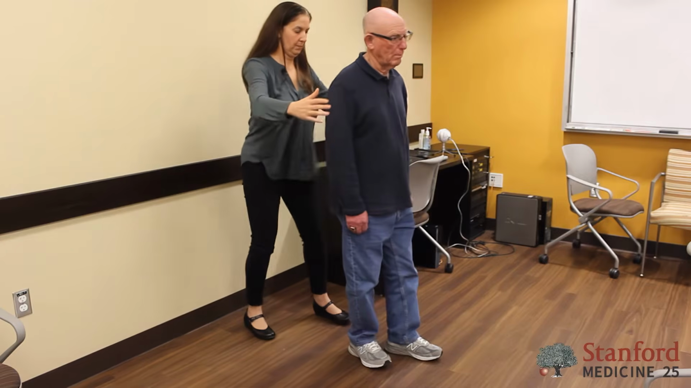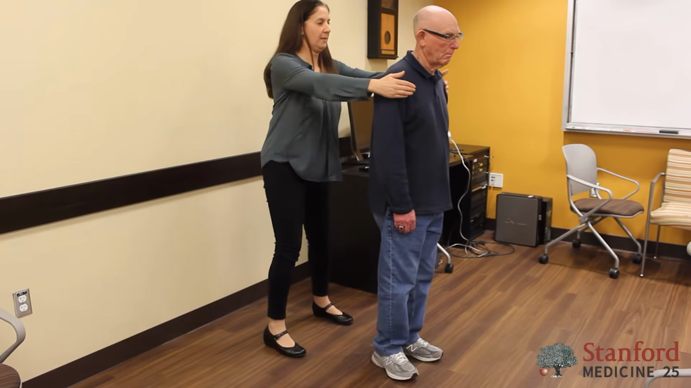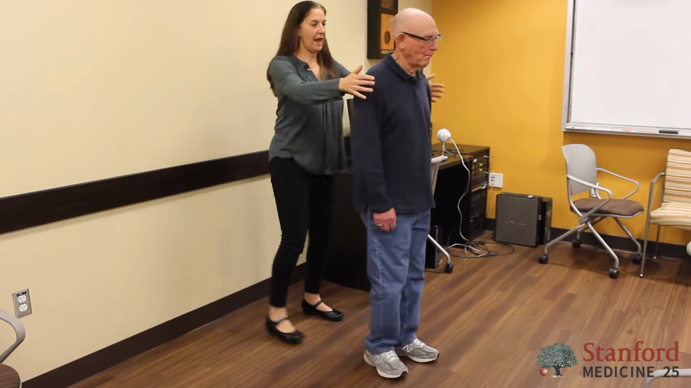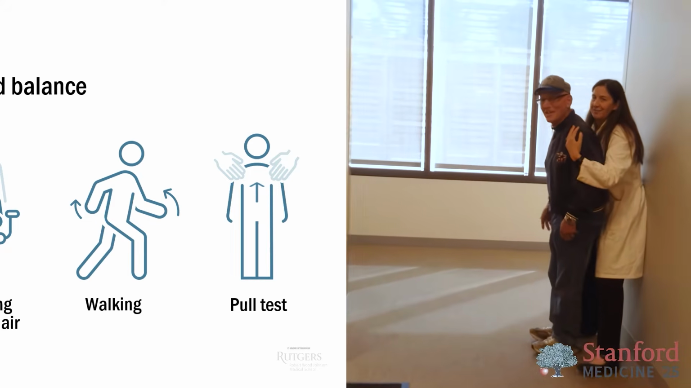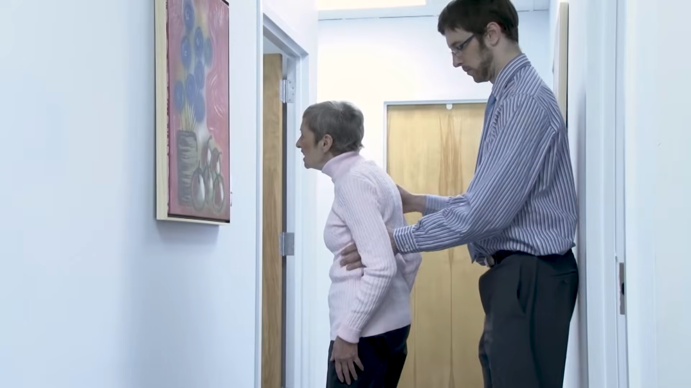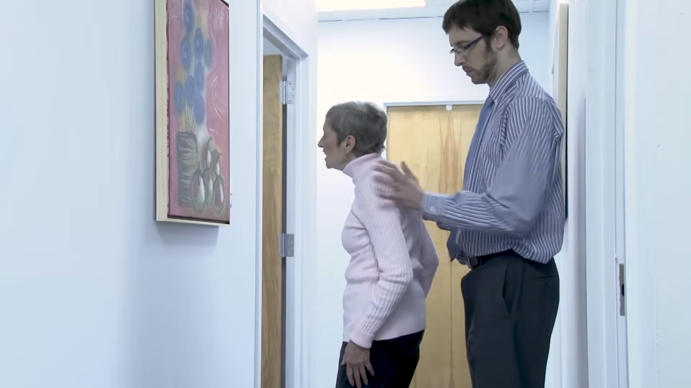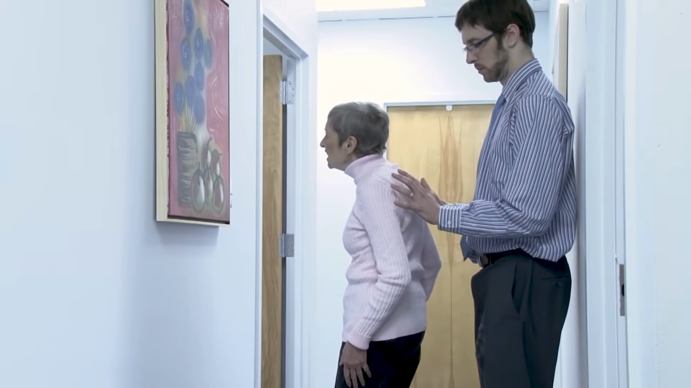Pull the patient backwards off their center of gravity. If they cannot correct their balance with several steps, then the test is abnormal. Patients who fail this test have postural instability and tend to retropulse, fall backwards.